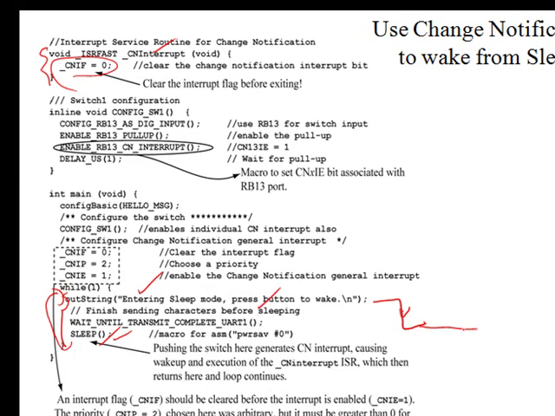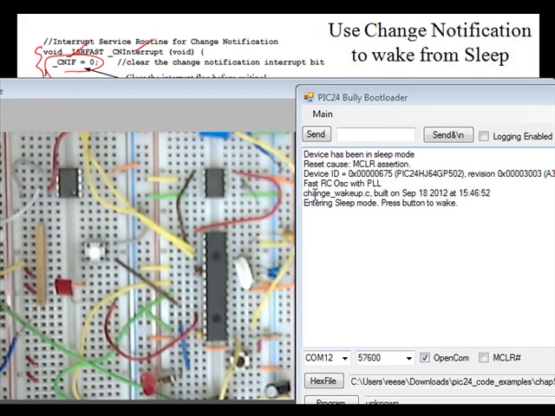When I release the push button, that's going to generate a low to high transition, which will generate yet another interrupt. So the PIC24 will wake up again, clear the flag, and then print the string out. So let's see this program in action.